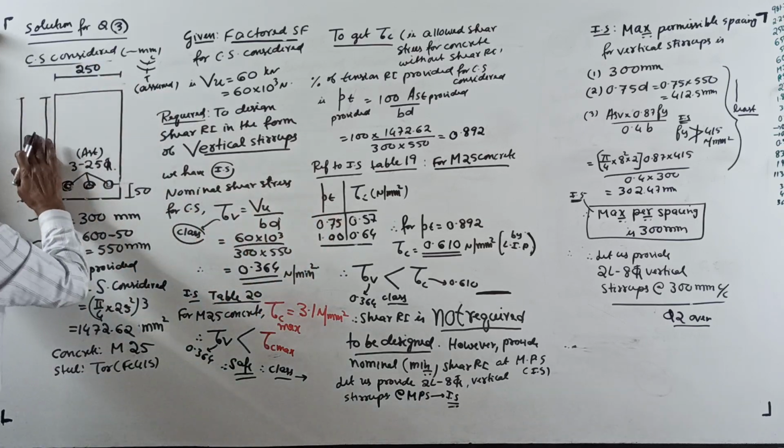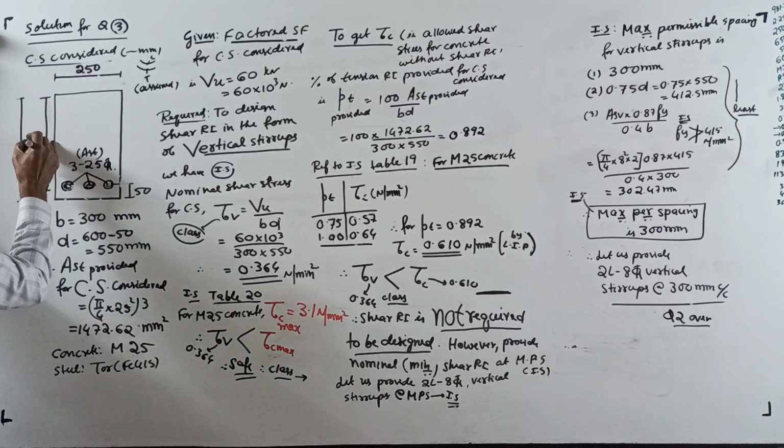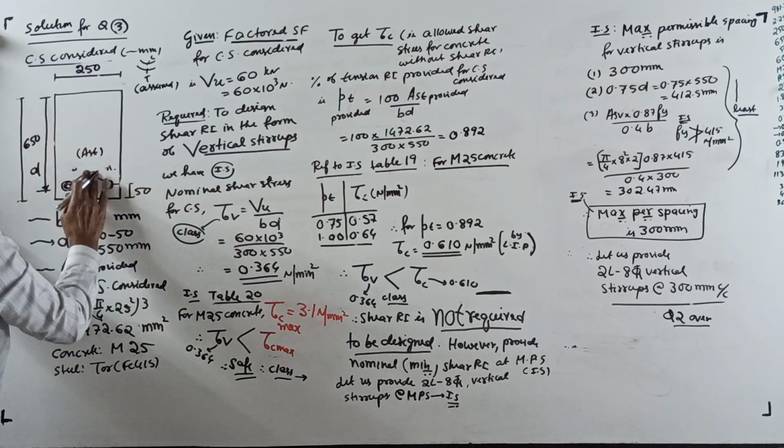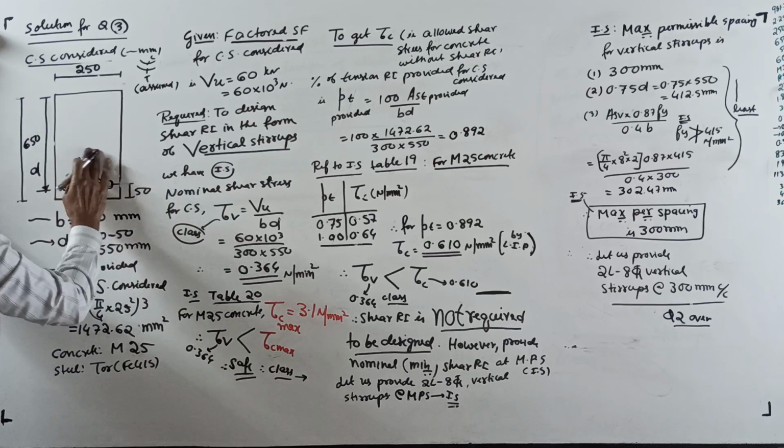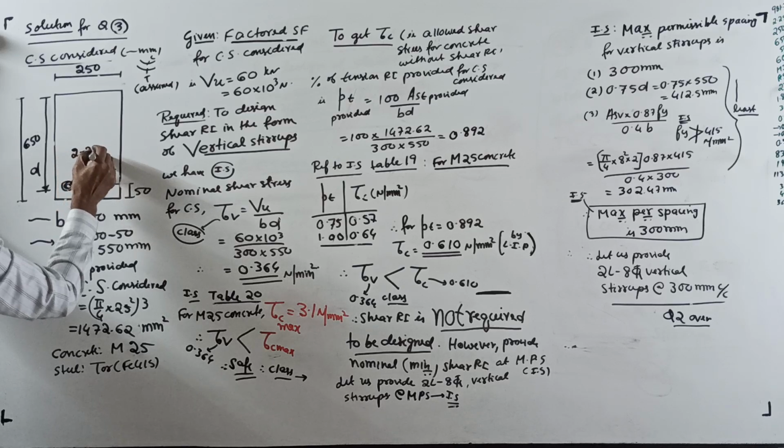Yes, 250. I told overall depth is 650. Question number 3. Tension side I told only 2 bars. AST, it is 2 bars of 25 torque.